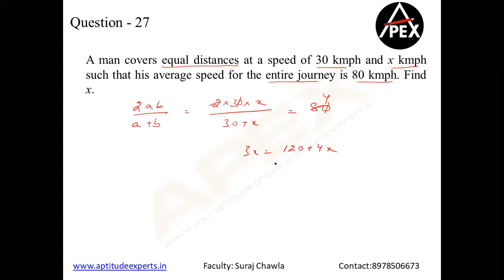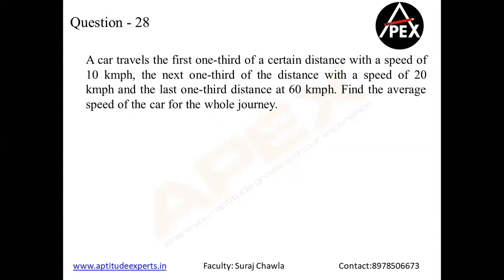Clear? Right? Which means such a case is not possible at all. As per this question, the answer is cannot be determined because you cannot get the speed as negative. Clear? So the answer here becomes the value of x cannot be determined, or no such value of x exists. Clear, guys? Moving forward, can we solve this, please?